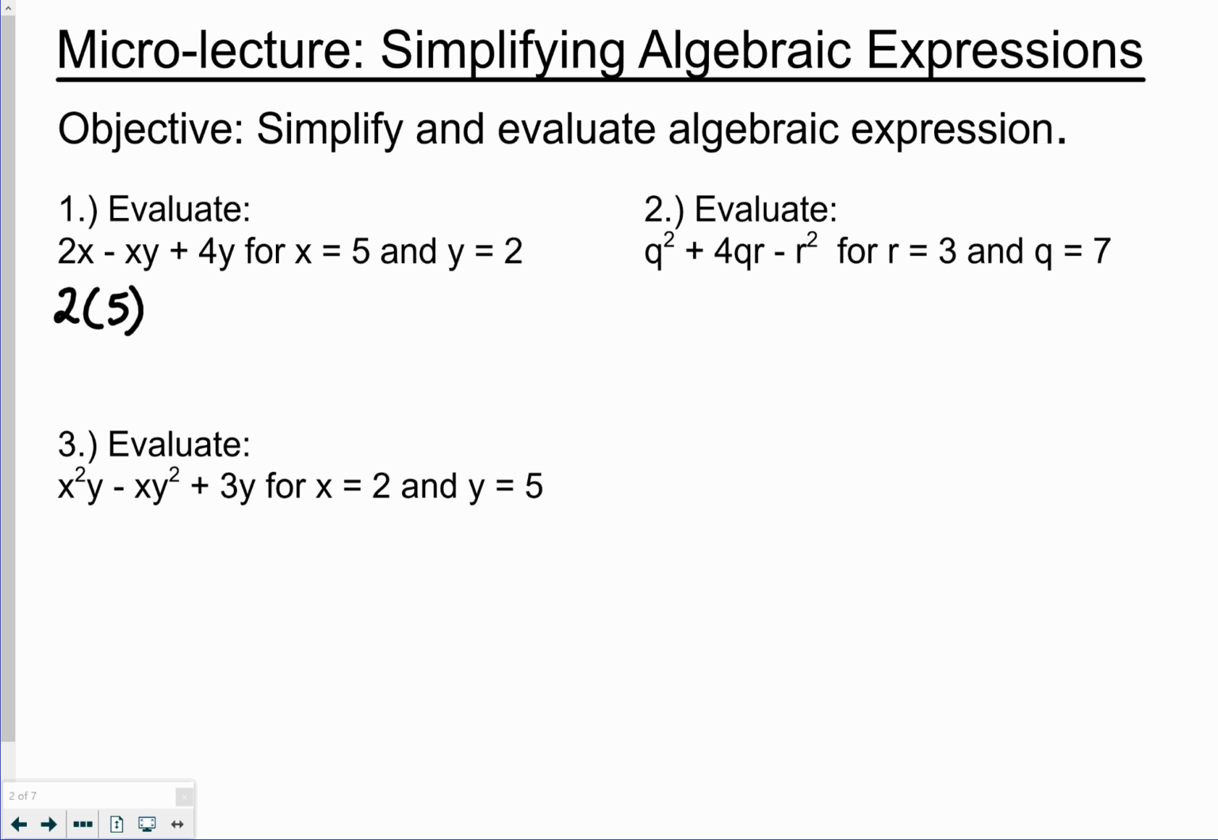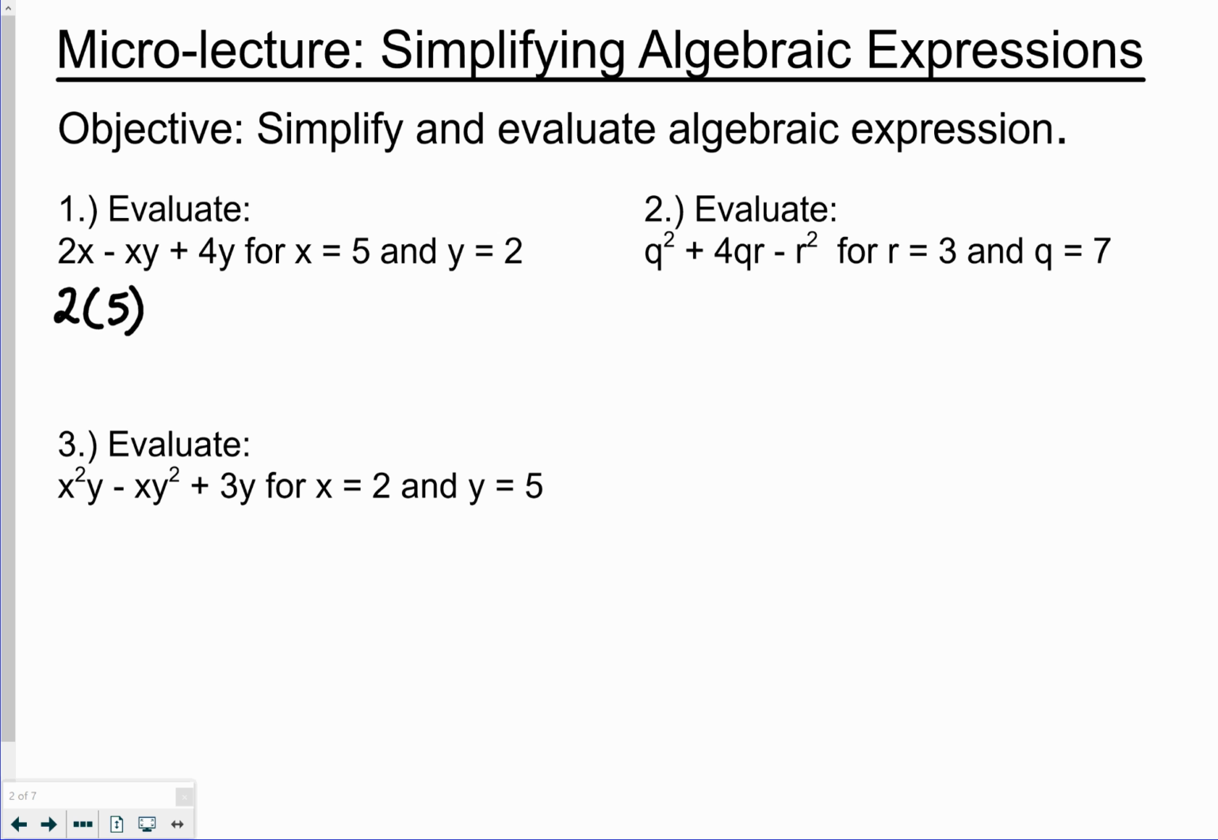Why is that? Because if you don't put parentheses, it just looks like 25. And it'll confuse you. And how is that 2 connected to this x? There's nothing there, so it's multiplying. That's how we show multiplication.